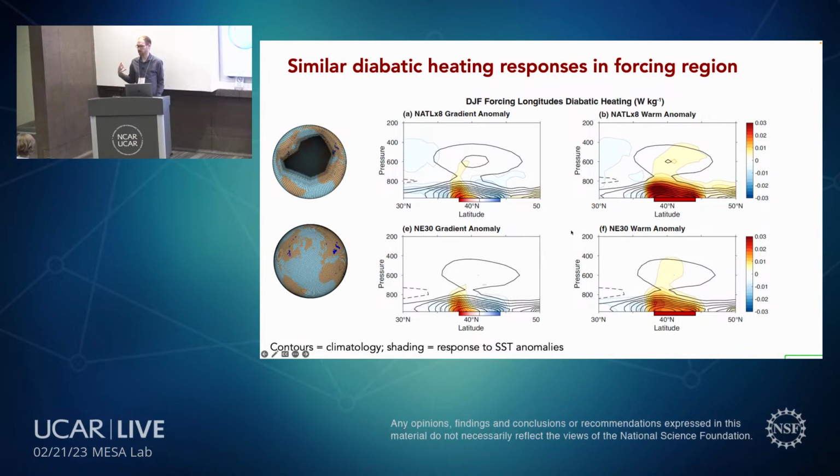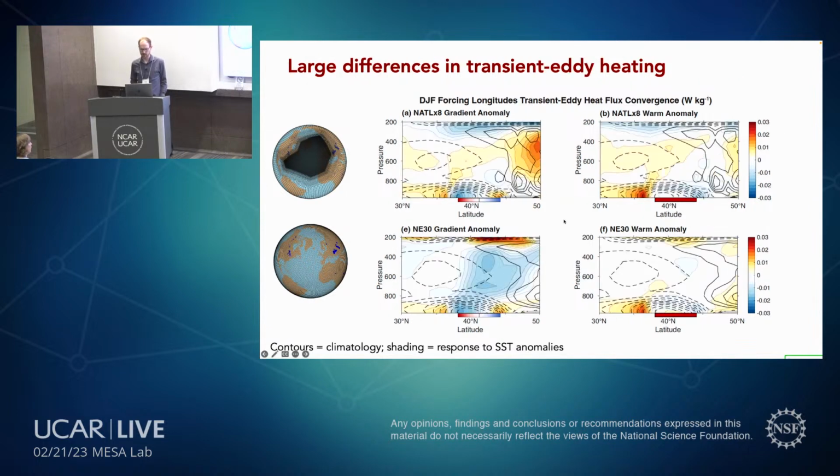But the other thing that's relevant for temperature anomalies in the free troposphere is also what the transient eddies are doing. And so if you look at the energy budget and find the total transient eddy heating as a residual, in the high resolution cases, you're getting that transient eddies are acting to heat the upper troposphere. This is the yellow-orange contours here, versus in the lower resolution cases, and in particular this NE30 gradient anomaly case, you have that transient eddies are acting to cool the free troposphere, so moving heat out of this region.